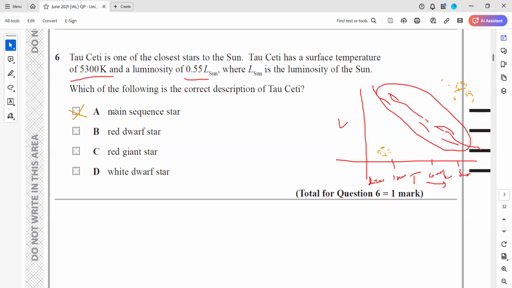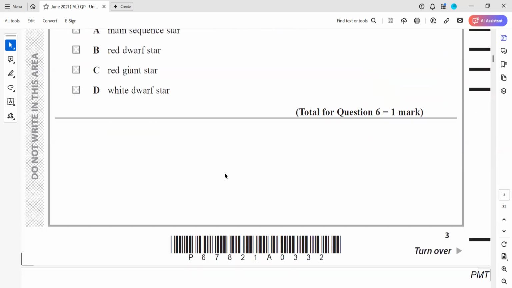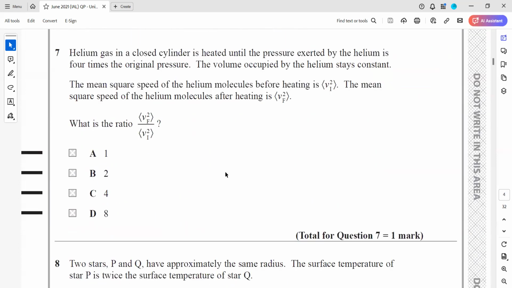Why main sequence? Red giants are wrong: if it was a red giant, the luminosity should be higher. And if it was a white dwarf, the temperature should be higher. So it's a main sequence star, which shows low temperature with low luminosity, and high temperature with high luminosity.